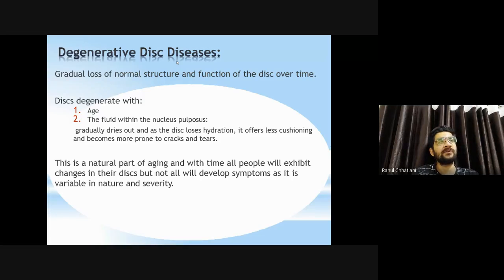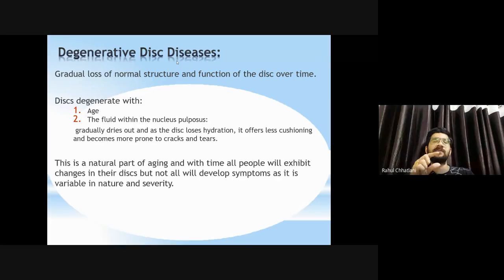The fluid within the nucleus pulposus, second most important is nucleus pulposus, gradually dries out and the disc loses hydration, offers less cushioning and becomes more prone to cracks and tears. So nucleus pulposus is like a center. This center contains 70% of water. When it becomes dehydrated, the water content decreases, and at that time specifically, small amount of compression occurs. What is the function of disc?